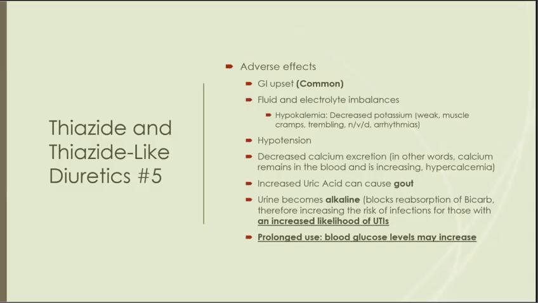Remember, watch most importantly for electrolyte imbalance problems. Hypokalemia could cause muscle weakness, cramps, and dysrhythmias. Hypotension, remember, is from the dehydration. Increased calcium is called hypercalcemia, and a patient with elevated parathyroid levels could have an increase in calcium levels. Increased uric acid causes gout flare-ups.